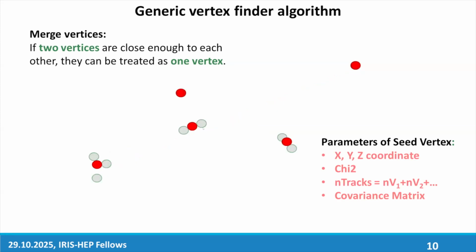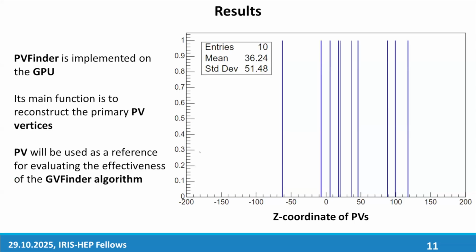So after that, we will see this set of vertices. Okay, let's move to the results. But first of all, I want to talk about the algorithm which was an inspiration and will be helpful in future. It's PV Finder, which is already used in LHCb, and the main point is that it's written on the GPU, and it reconstructs the primary vertices only.